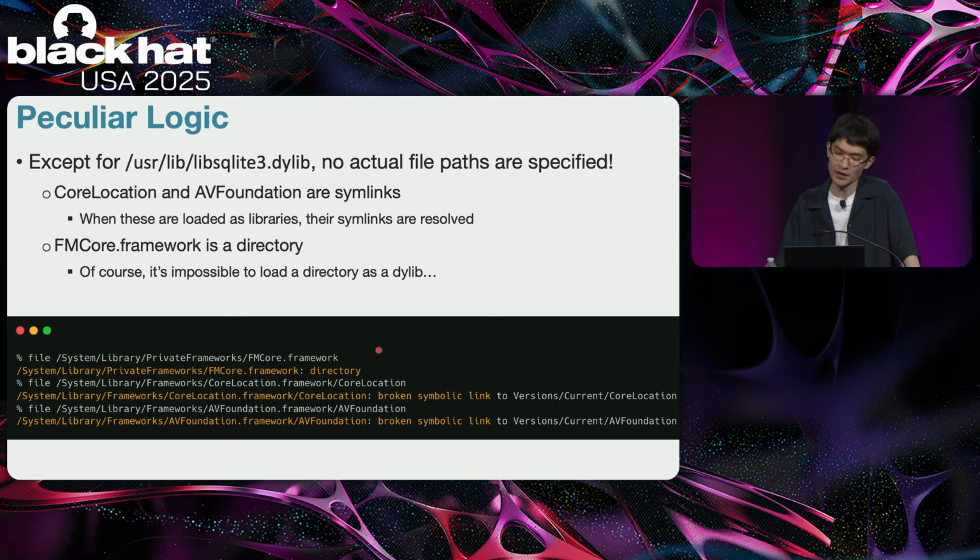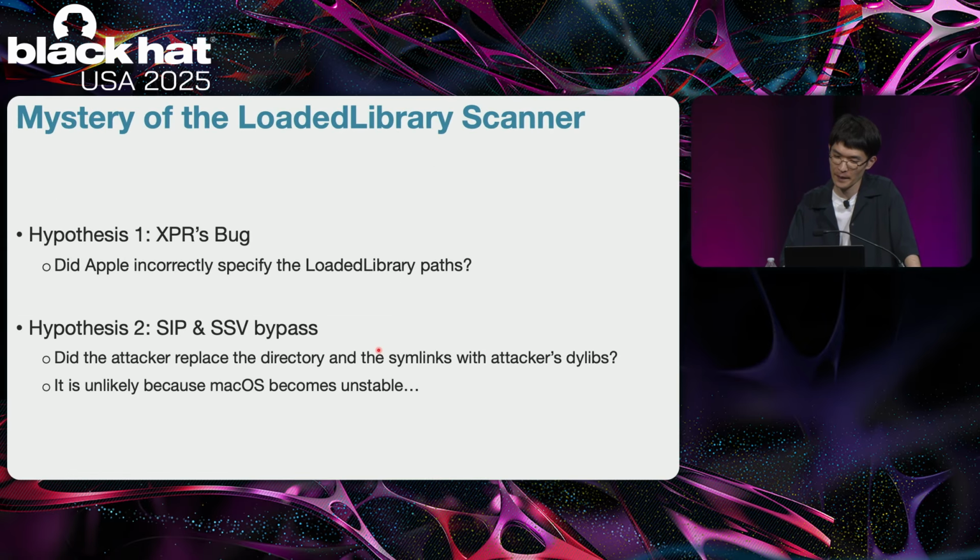What's even more puzzling is that FMCore framework is a directory. And clearly, no legitimate process would load a directory as a dylib. So what's going on here? There are a few possible explanations. One is that this is just a bug in XPR. Apple may have accidentally included the wrong path.